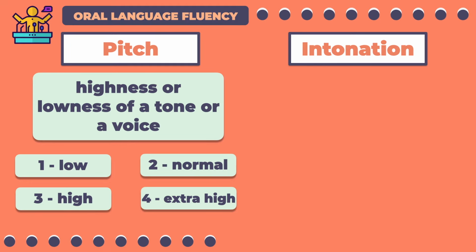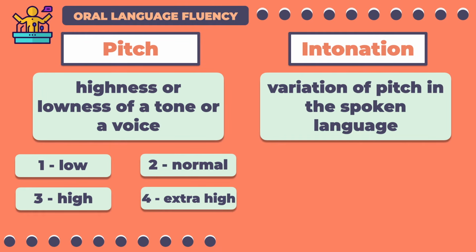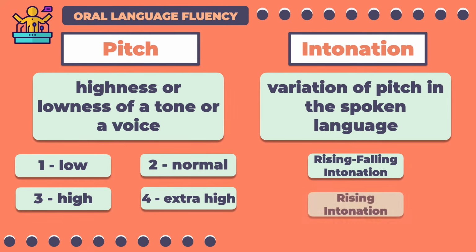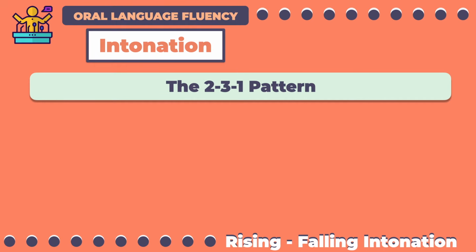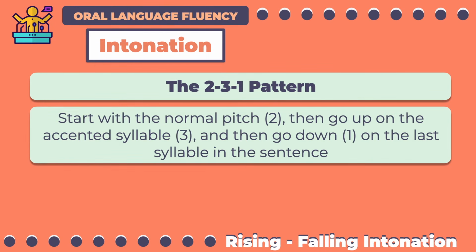The combination of any two or three pitch levels results in a tune or melody called the intonation. It is the variation of pitch in the spoken language. There are two basic intonation patterns: the rising-falling intonation and the rising intonation. The first intonation pattern is the rising-falling intonation, or the 2-3-1 pattern. Normally, we start with the normal pitch, then go up on the accented syllable, and then go down on the last syllable in the sentence.